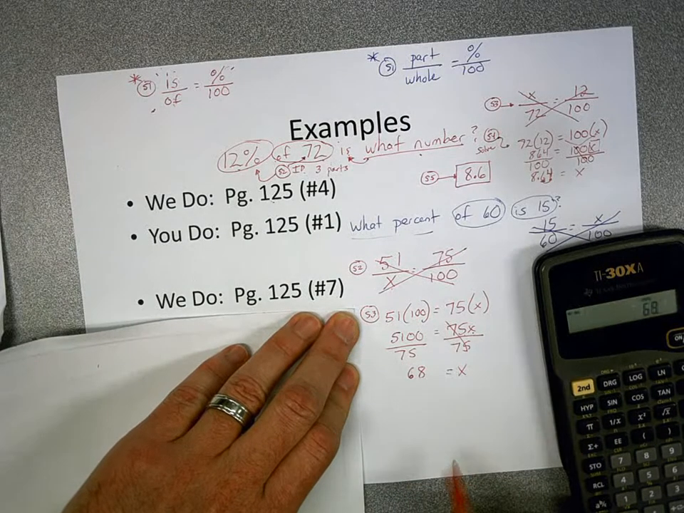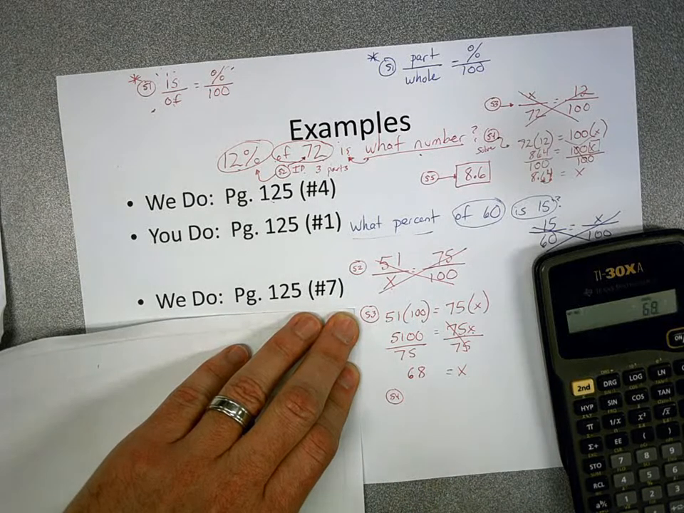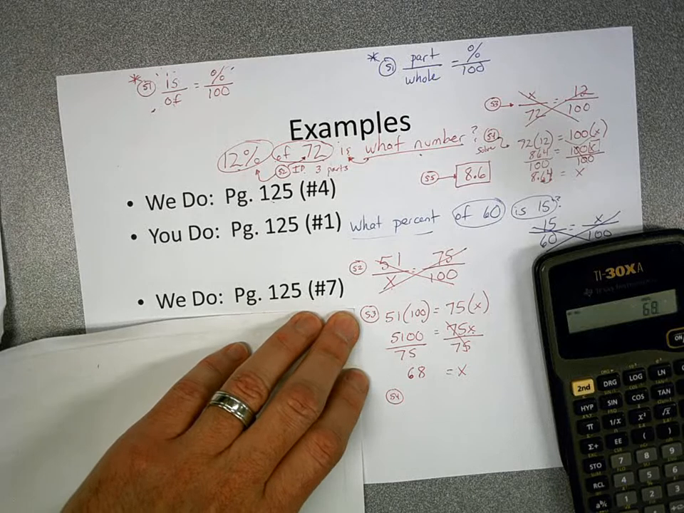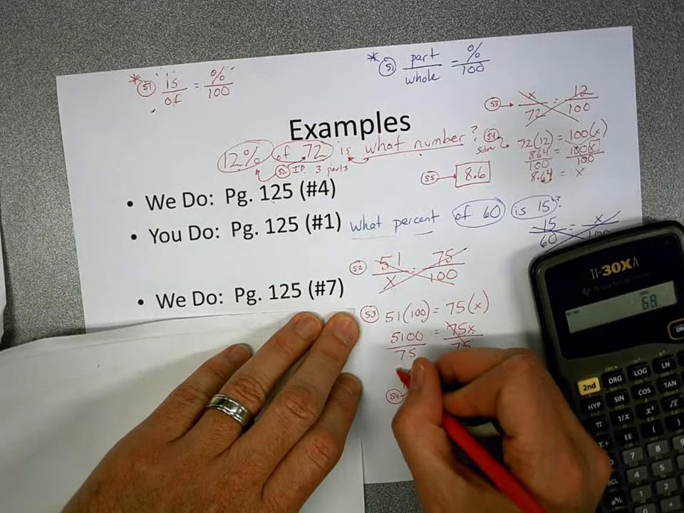Now, there is a 4th step on this. Reread the question. What was the original price of the shoes? Ladies and gentlemen, how much were they? $68. Yeah, put your units on there. Don't forget your units, right? $68.